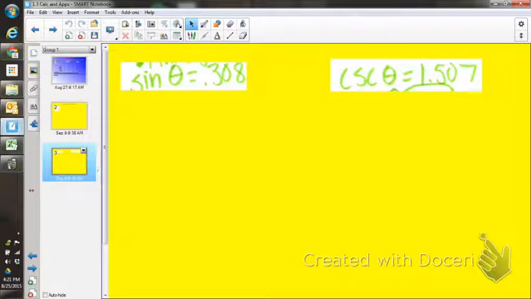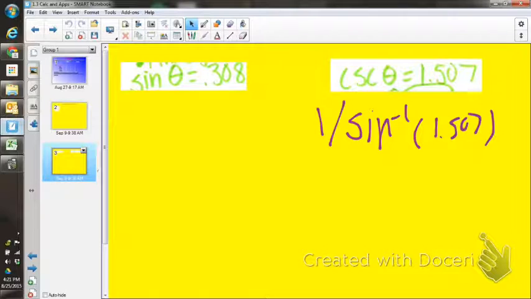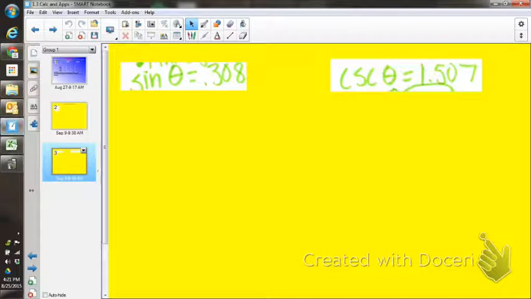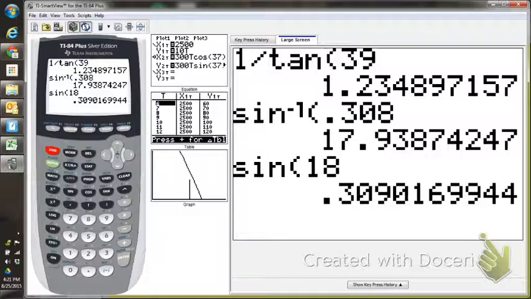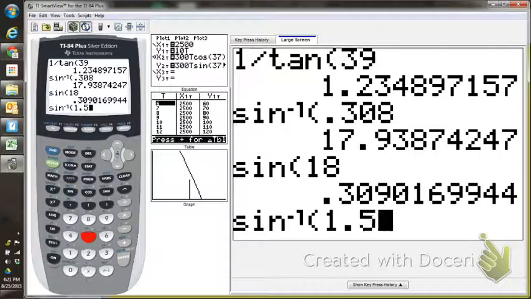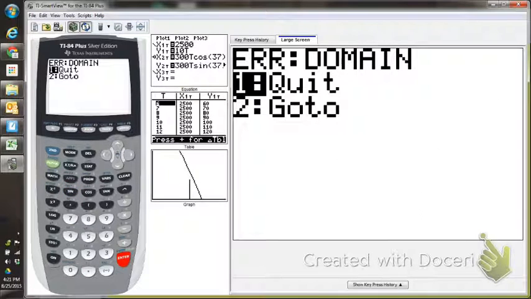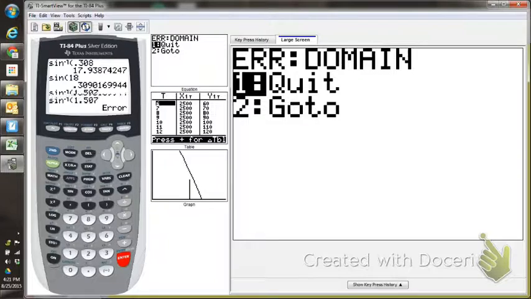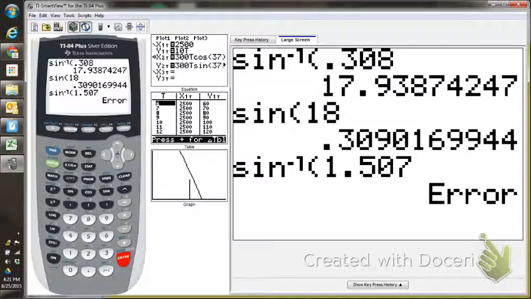So cosecant of theta. In order to actually solve that, the cosecant of theta is equal to 1.507. What I cannot do here is just say 1 divided by sine inverse of 1.507. And you guys will notice, if you go ahead and type that in your calculator, you're going to see what happens when I do that. If I type in sine inverse of 1.507, I get an error. The reason for that is that sine inverse means tell me the angle where I get a sine value of 1.5.